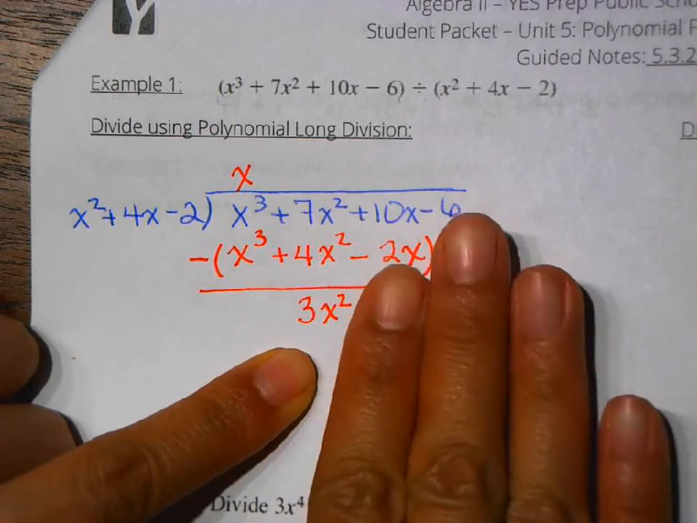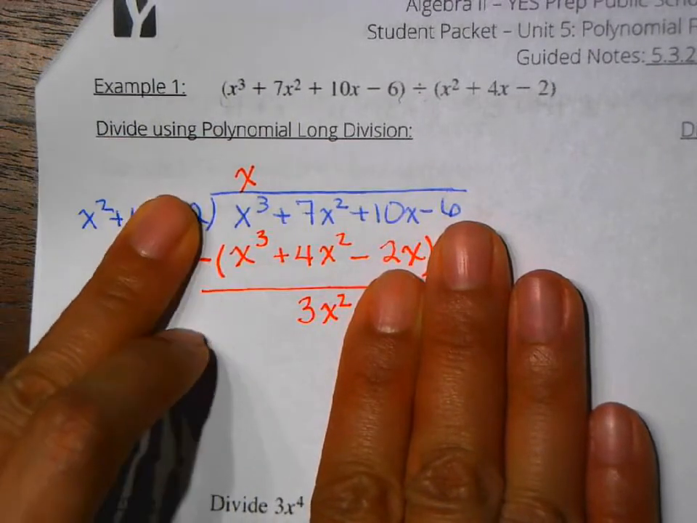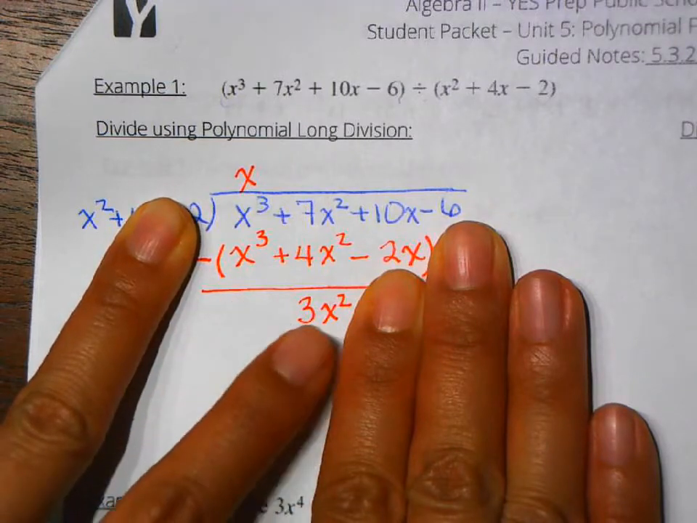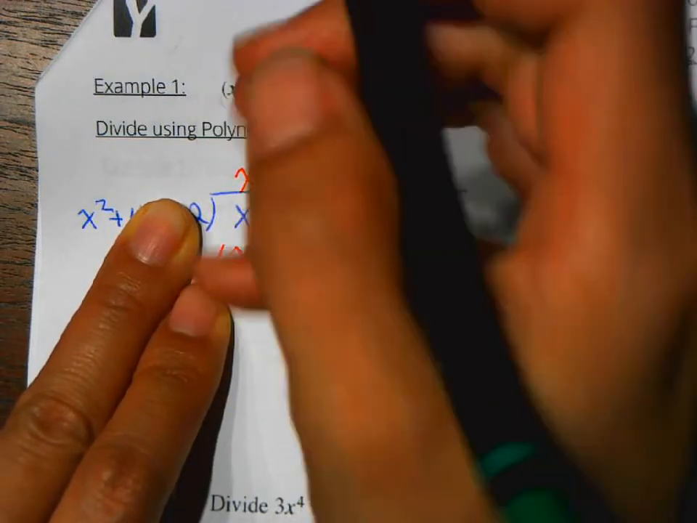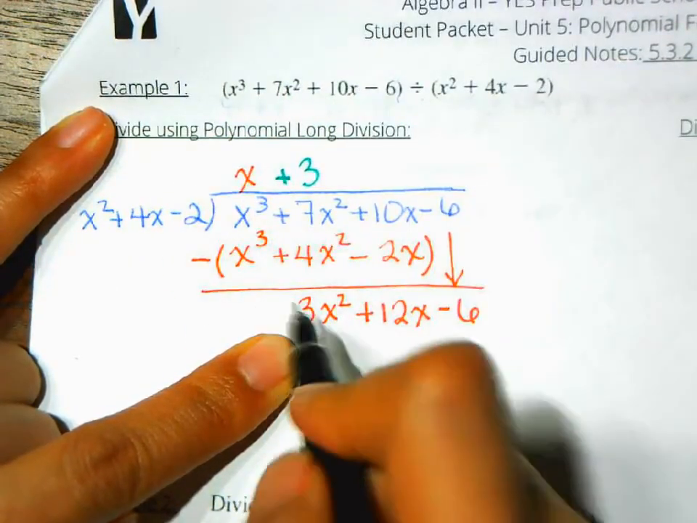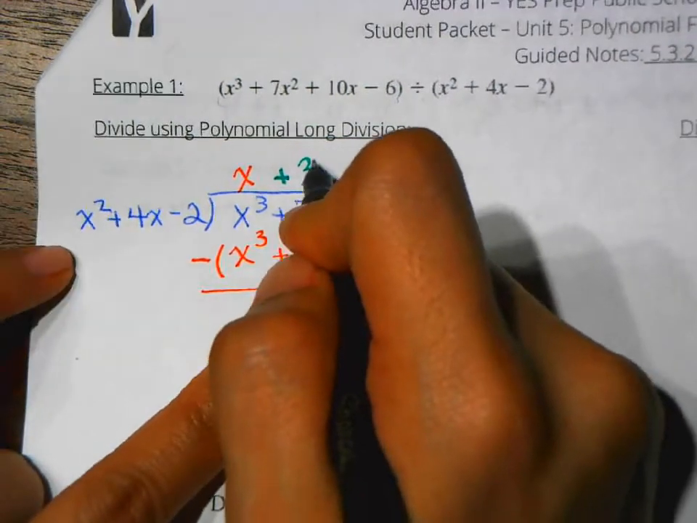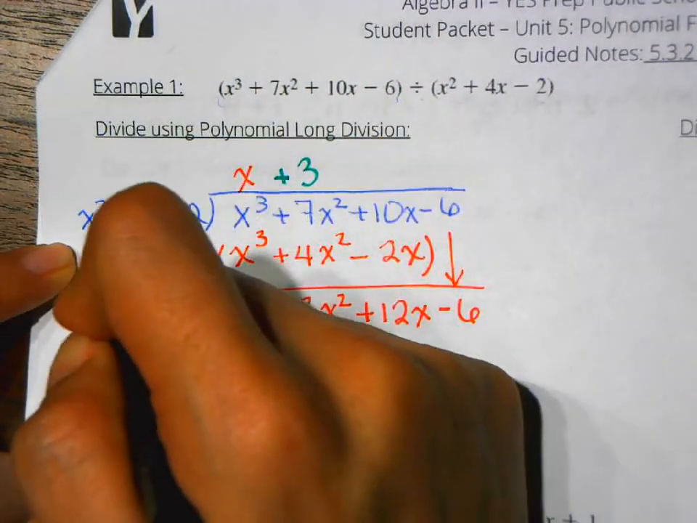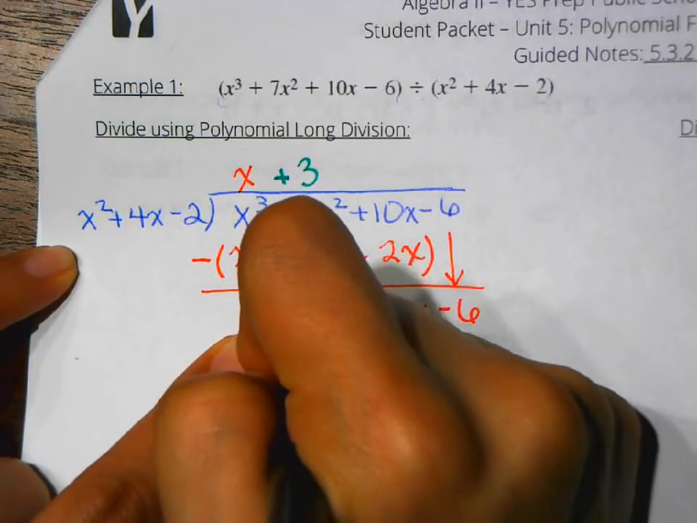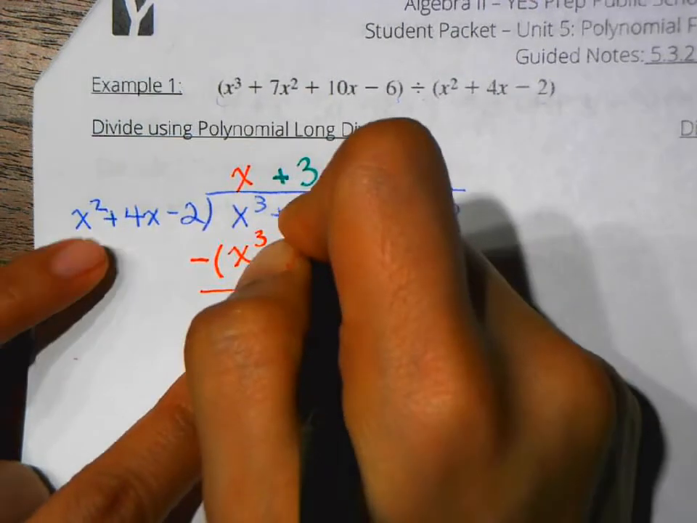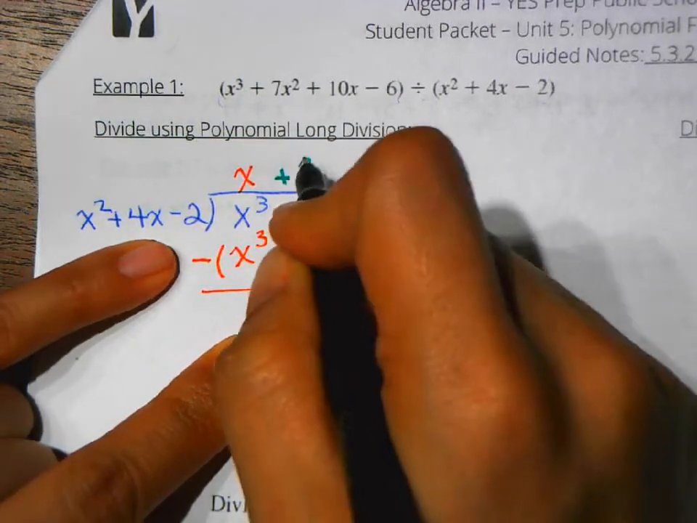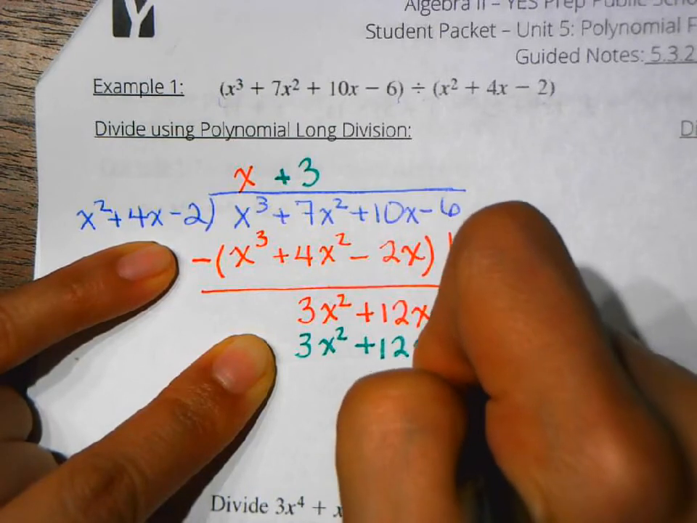So cover everything except for the first term. x squared times what equals 3x squared? I have x squared times positive 3. That's going to give me 3x squared. So now I'm going to multiply this 3 into the entire polynomial on the outside. 3 times x squared is 3x squared. 3 times 4x is positive 12x. 3 times negative 2 is negative 6.